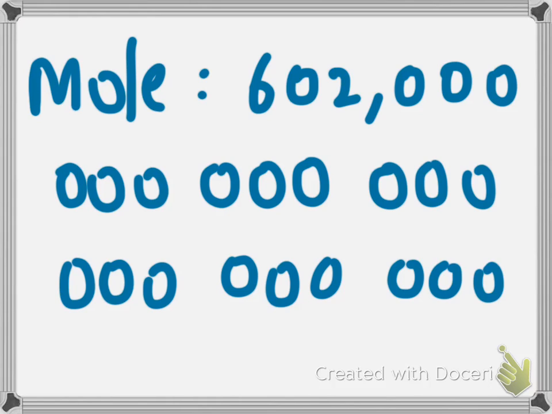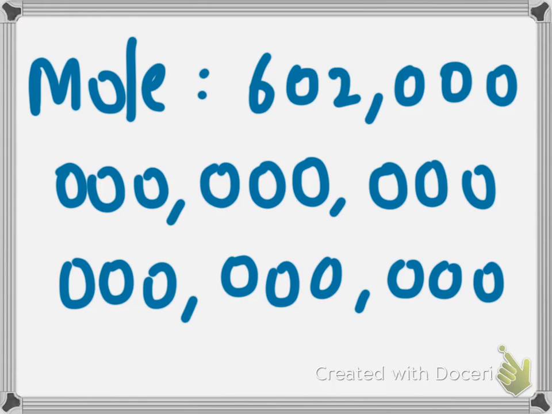Now that's what a mole is. It's 602,000, 1,000, 1,000, 1,000, 1,000, 1,000, 1,000. It's an exceptionally large number. It doesn't really matter what that number is, but that's what a mole actually is. It's just a very large number, and the reason it's a very large number is because it counts very, very small things. Very, very small things in this case is atoms.